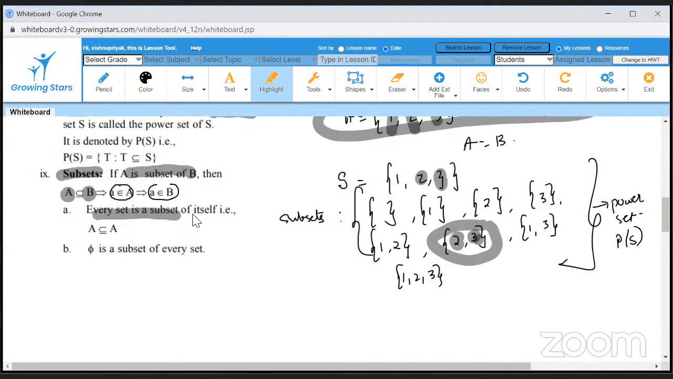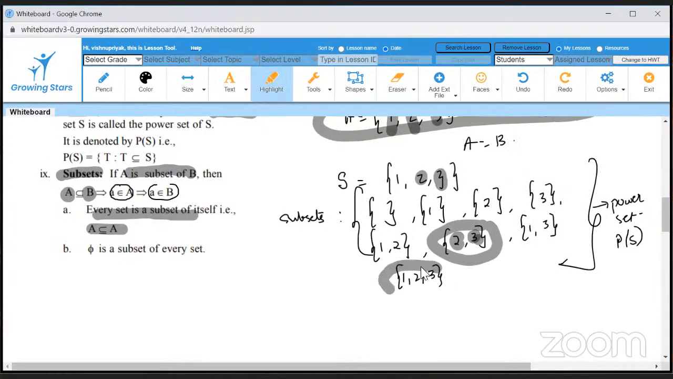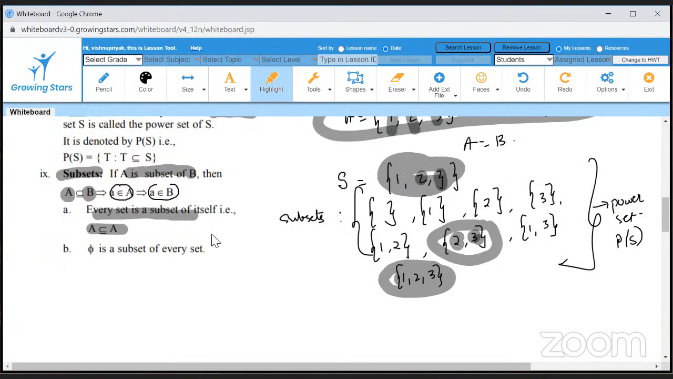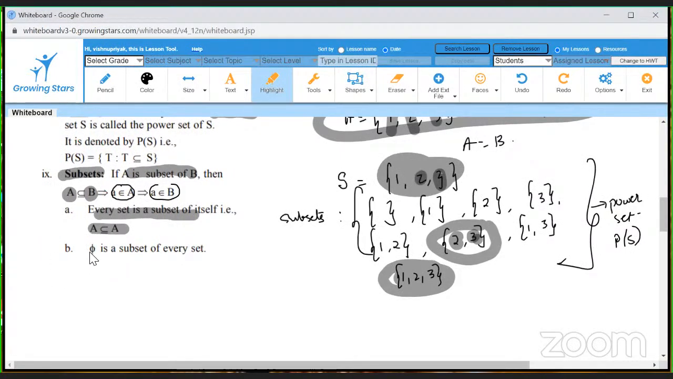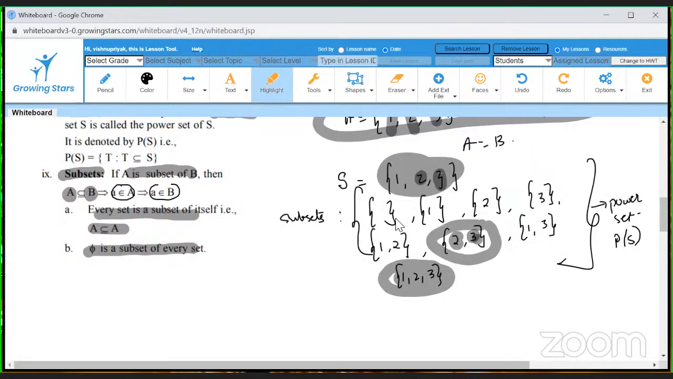Every set is a subset of itself. A is a subset of A. See here, this set is a subset of this set. Same. Phi is a subset of every set. See here, phi is the subset. It is counted as a subset.